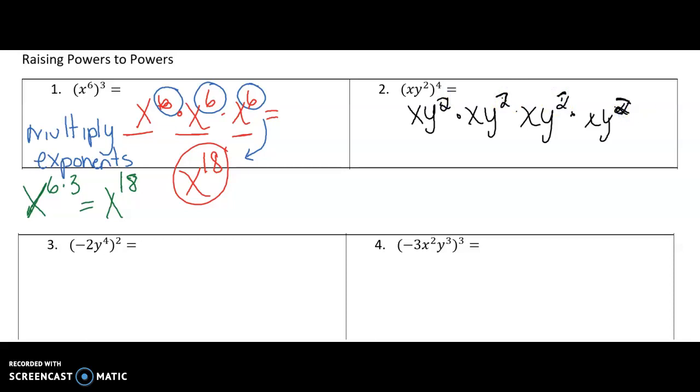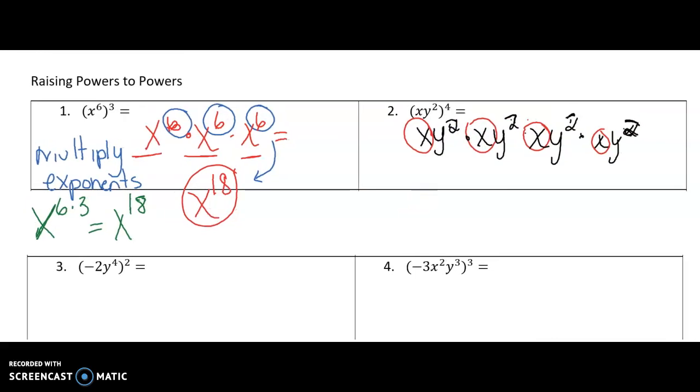So let's go ahead and combine the exponents that we can. We have x, x, x, and x. And they're all being multiplied because the parentheses tell us it's multiplication. So that is going to give us x to the 4th.